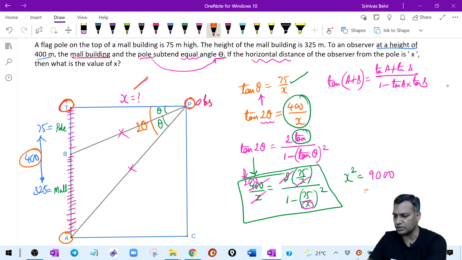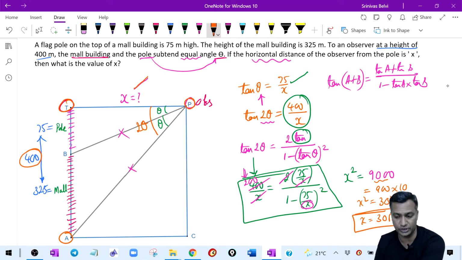From 9,000, you can write this as 30 square. Already this is 900 into 10. That is 30 square into 10. That is your x square. Therefore, x is equal to 30 root 10. That is the distance that he is away. If you think it is 9,000, this is the value that you are going to get.